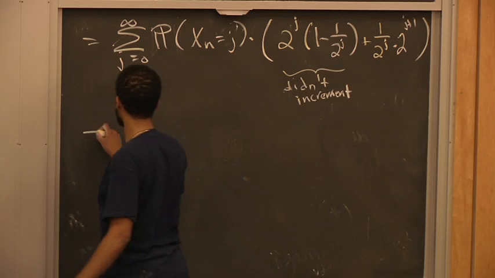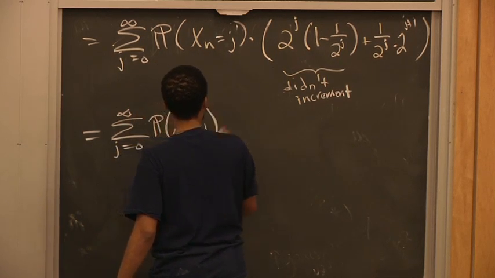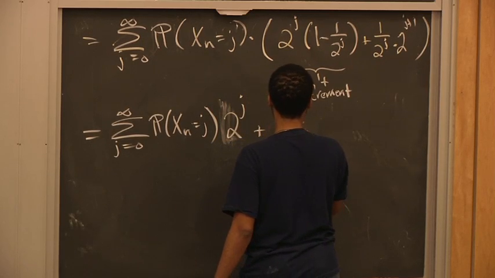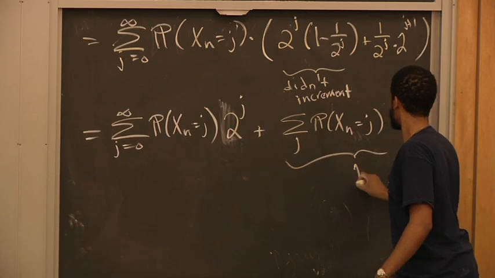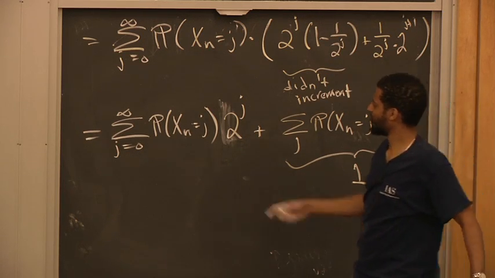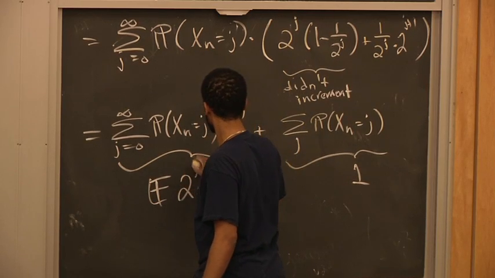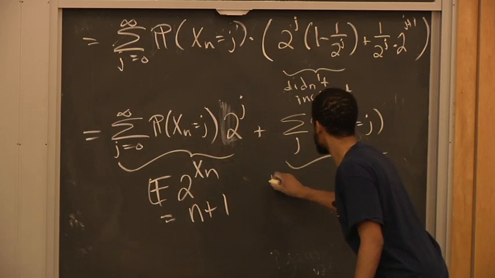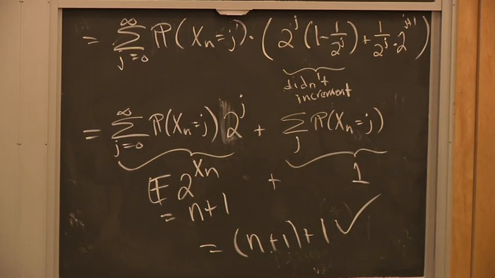So this is equal to the sum over j going from 0 to infinity of probability that xn is equal to j times 2 to the j, plus the sum over all j of probability that xn is equal to j times 1. This is 1, right? The sum of the probabilities of being anything is 1. It has to be something. What's this? Yeah, this is the expectation of 2 to the xn, which we said was equal to n plus 1. This is our inductive step. So this thing is equal to n plus 1 plus 1. So we've completed our induction.